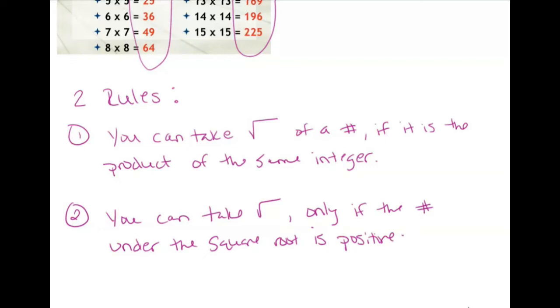Just so you know, sometimes people see this sign and they call it a radical, which I almost just said and I caught myself. And that is a more generic term that we'll use later on. But for our purposes right now, I'm going to try to just keep using the same term of square root because that's what it means for us right now. So the two rules: you can take the square root of a number if it is the product of the same integer, and then you can take the square root only if the number under the square root is positive.